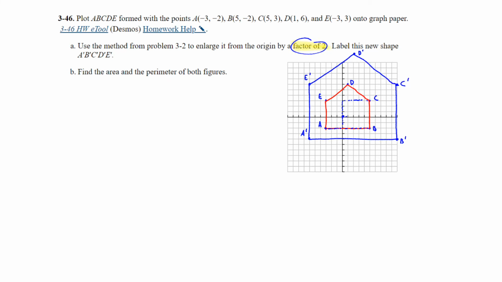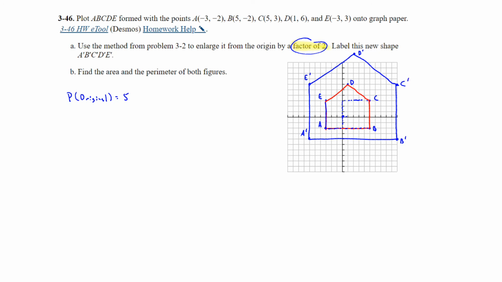And so we've enlarged it from the origin by a factor of 2, and then we did label the new shape as well. Now in part B, find the area and the perimeter of both figures. So we'll start with the perimeter of the original. And the perimeter of the original you can count, since it's a vertical line, that's 5 units.